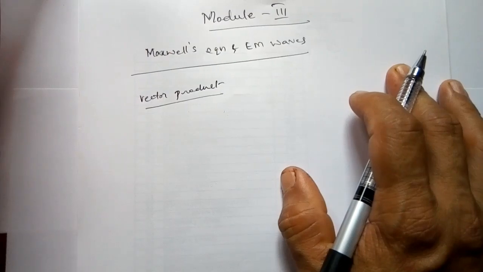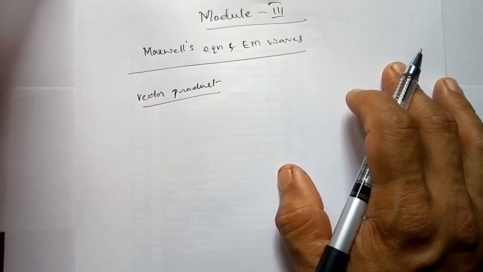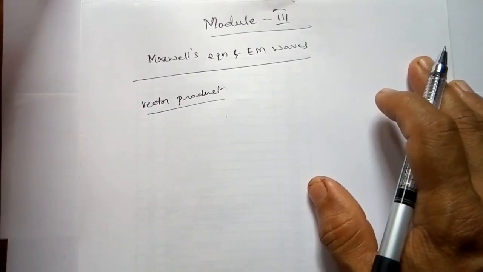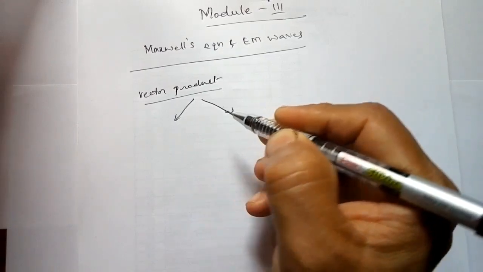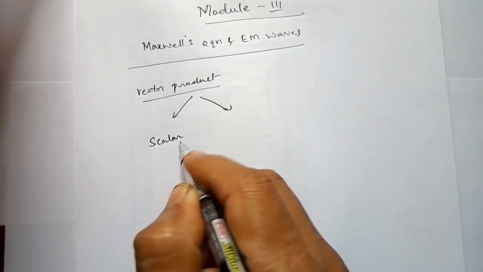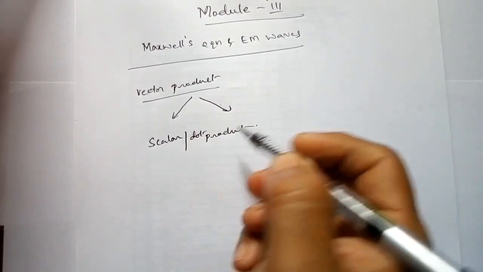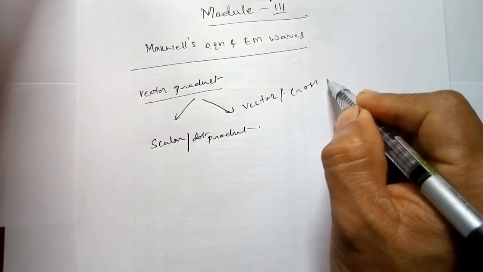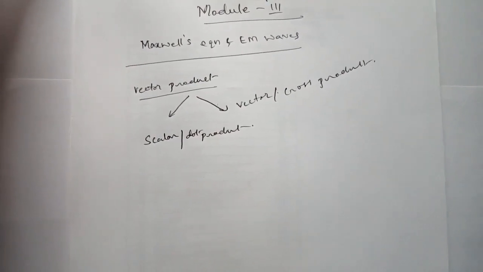We have seen that multiplication of a scalar and a vector leads to a vector quantity, but whenever you multiply two vectors, we have seen there are two different types of multiplication. So in vector product, one is the scalar product, also known as dot product. Another one is the vector product, or cross product. This we discussed in detail in class.